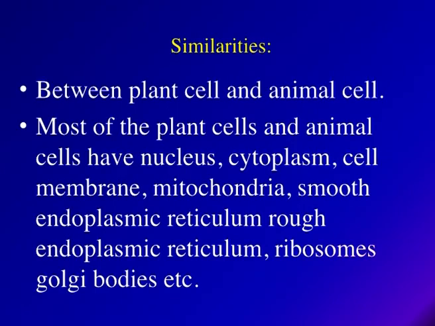Now we see the similarities. We have studied both plant cell and animal cell. We see some similarities in both the plant cell and animal cell. We learn most of the plant cells and animal cells have nucleus, cytoplasm, cell membrane, mitochondria, smooth endoplasmic reticulum, rough endoplasmic reticulum, ribosomes, Golgi bodies and many such organelles.